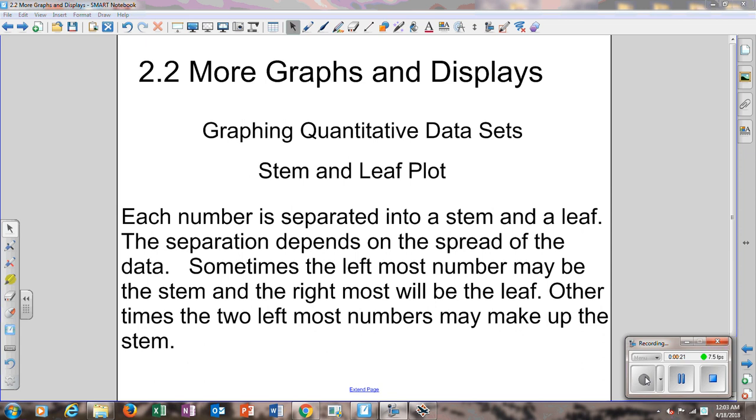So when you're doing a stem and leaf plot, each number is separated into a stem and a leaf. Separation depends on the spread of the data. Sometimes the leftmost number may be the stem, and the rightmost number will be the leaf. Other times, the two leftmost numbers will make up the stem.